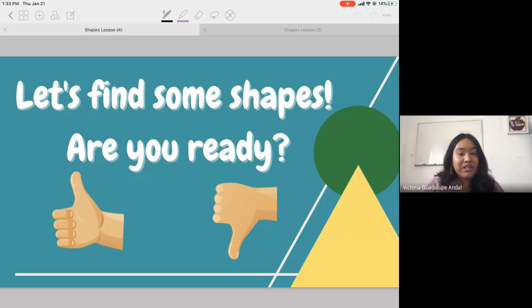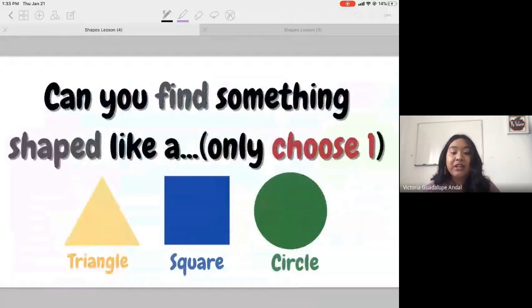Remember, the rule is you're only gonna choose one shape, okay? So can you find me something that is shaped like a triangle, a square, or a circle? Remember, only choose one. Go ahead and find the shape and bring it back. And once everybody's back, we'll share what we found, okay? Go ahead.